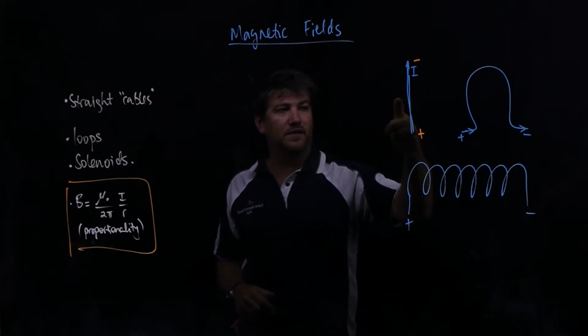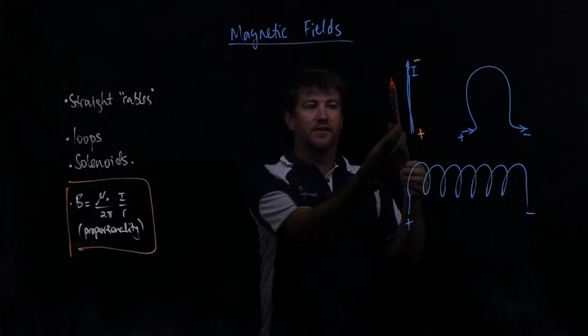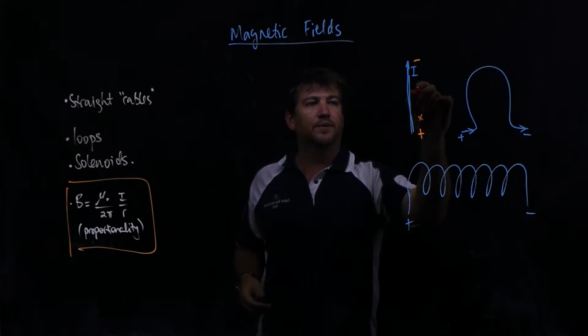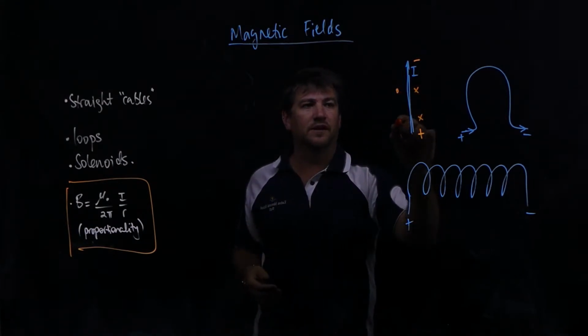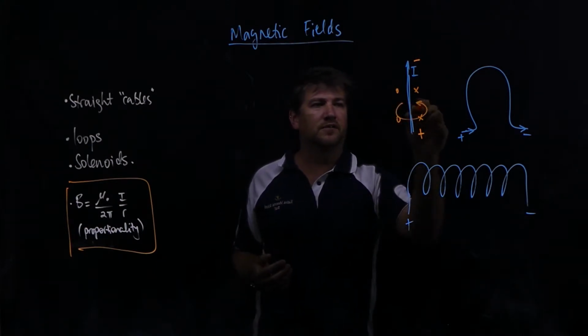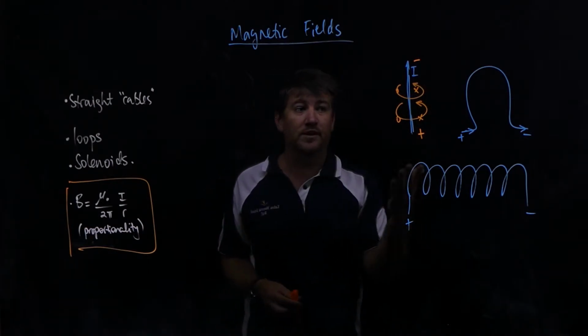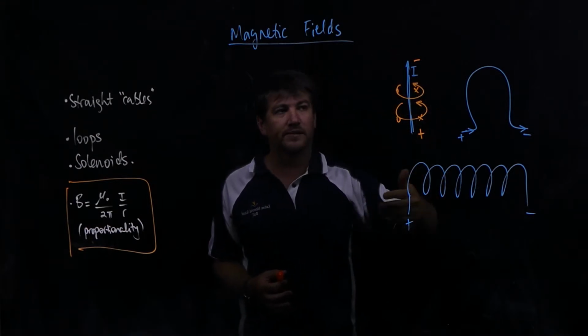We put our thumb in the direction of the conventional current, and our fingers would wrap around that current carrying element like this. So on the right hand side we would have a magnetic field going into the board, or into the screen, and on the other side it's coming out of the screen. So it's actually continuously looping around like this. Alright, so this will give us the direction of that magnetic field at any point in 2 or 3D space.